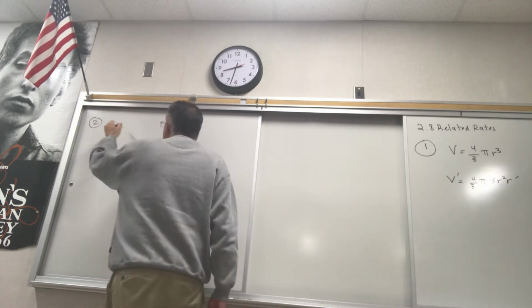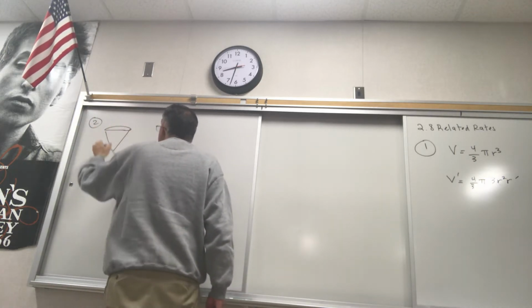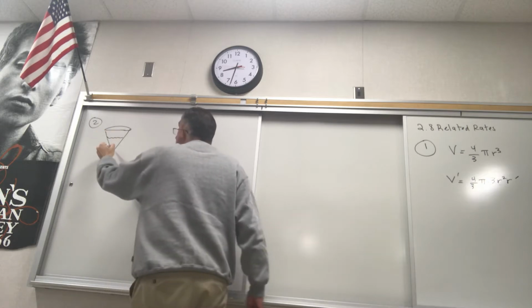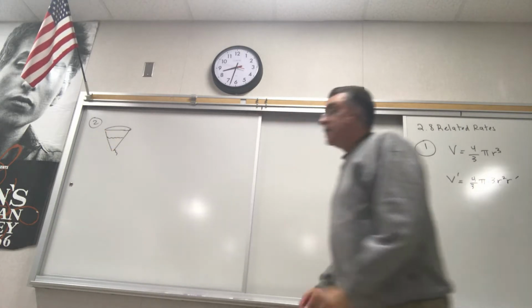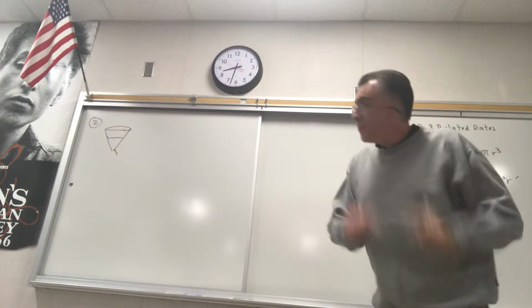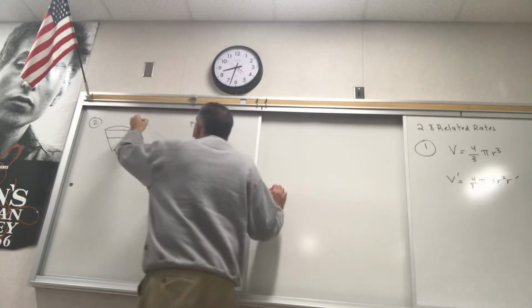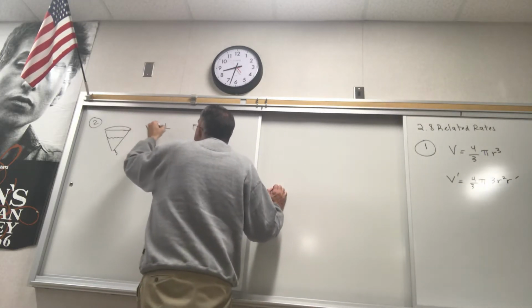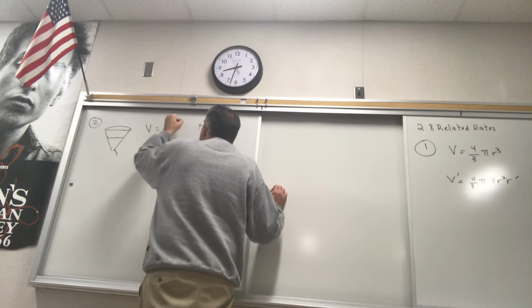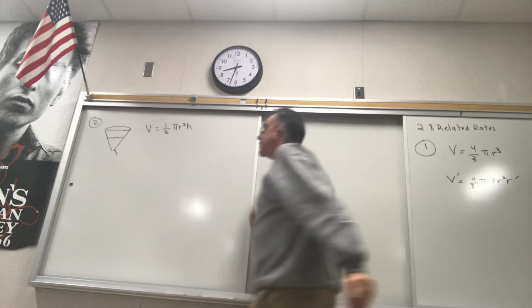was the cone with water in it, and the water was leaking out. Now, again, you might not remember, but the volume of a cone is 1/3 pi r squared h.